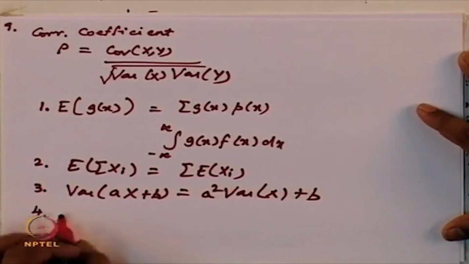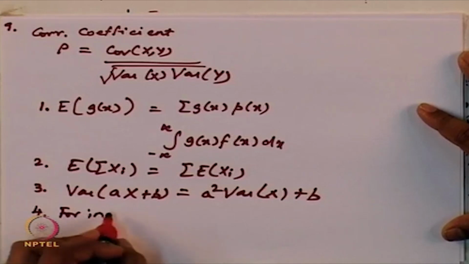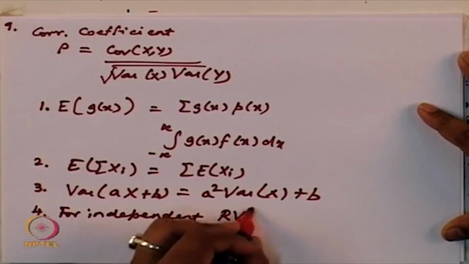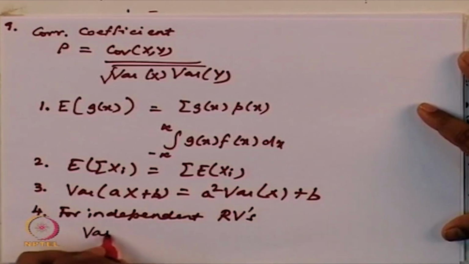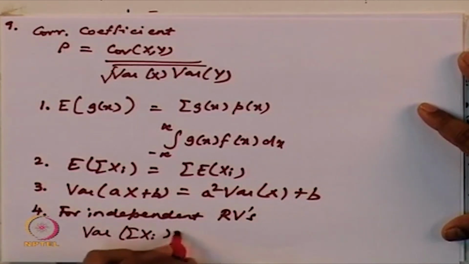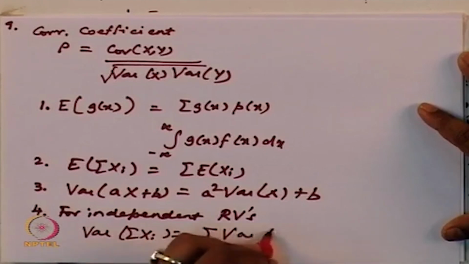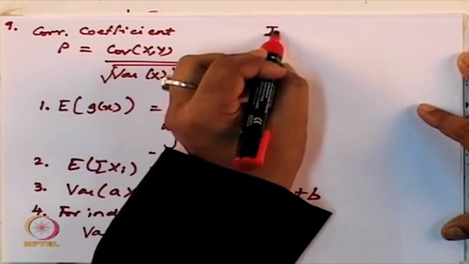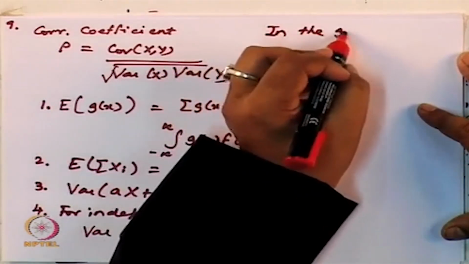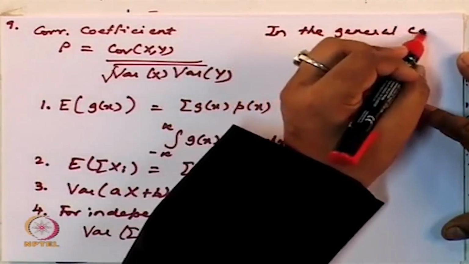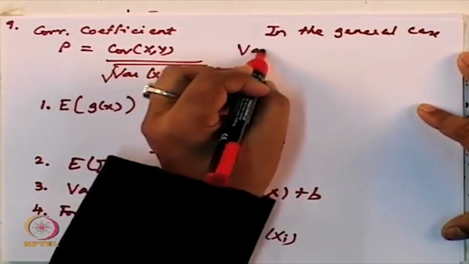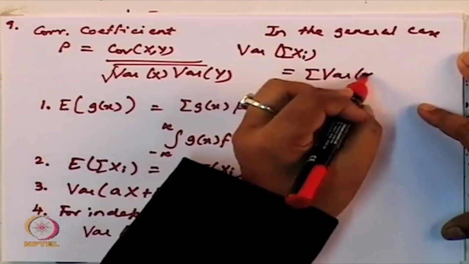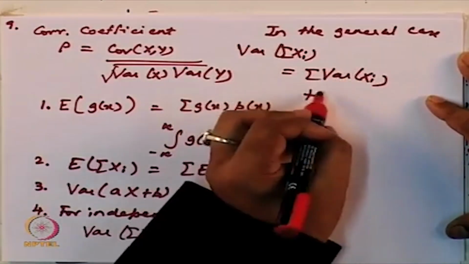Okay. For independent random variables, you can have variance of summation xi is equal to summation variance of xi. Okay. But in the general case, you have variance of summation of xi is summation of variance of xi plus covariance terms.